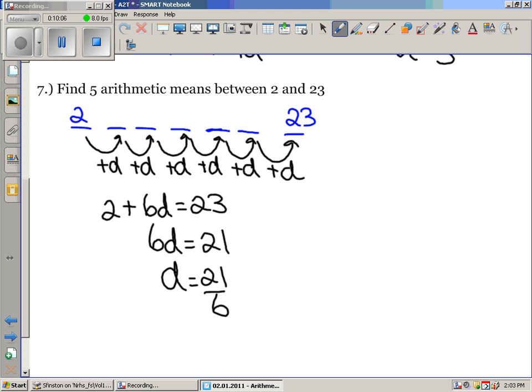And some people in the other classes said, oh, I must be wrong. What is 21 divided by 6? 3.5. That's okay. You can get numbers like that. It's all right. The world's not going to end. So let's fill out our sequence now. I think this is 9. I think this is 12 and a half. I also think that this is going to be 16. This is going to be 19.5 and 23, and that's it.